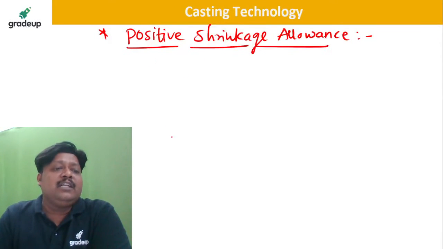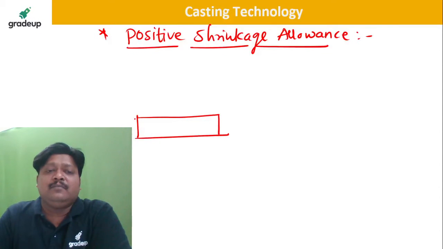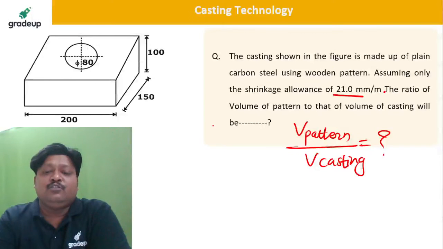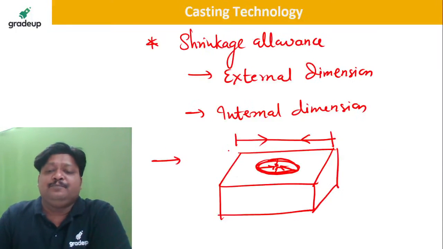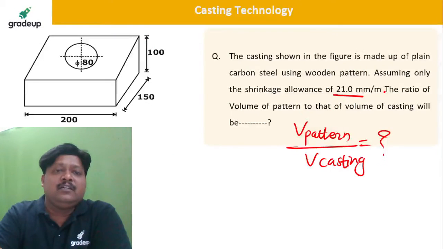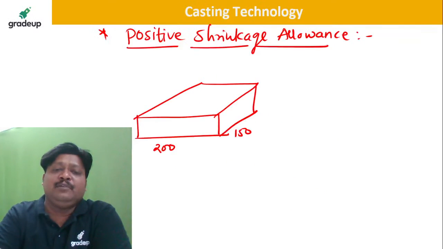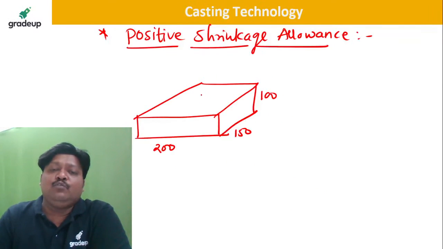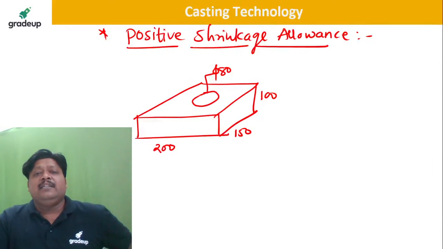Now what are the dimensions, dear students, that we have? Sudarshan Yadav, very good evening. So this is our slab, and the dimensions for that slab are length 200 by 150 by 100, and the bore is of 80 mm diameter. So tell me what will be the dimensions?